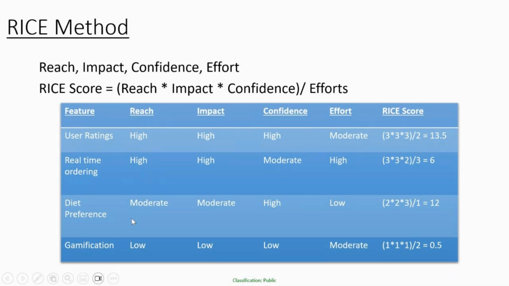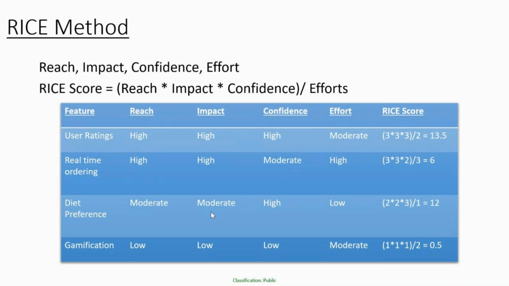Now, diet preference. It's really not going to be used by all the customers. Only a section of customers are really concerned about their diet. Most of the people would be more on an indulgence spree, so they might not really focus on the dietary preference. So assign it a score of moderate. Similarly, impact. Again, if half the customers are not even going to use it, then what's the point? The impact is also going to be moderate. Confidence about these being moderate is high among the stakeholders. Okay, so that is the reason that you have given a score of high or 3 for it.